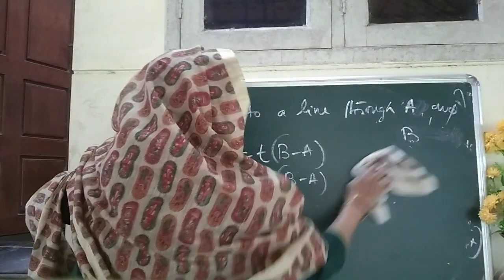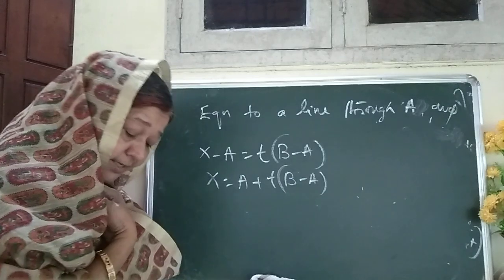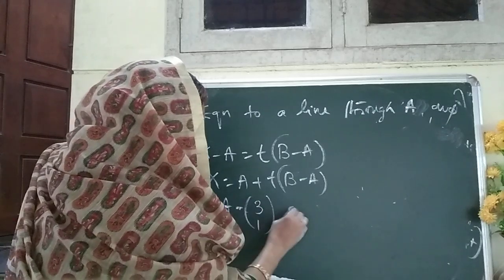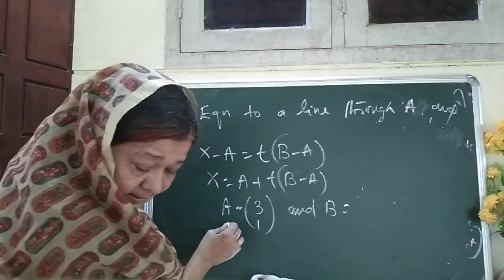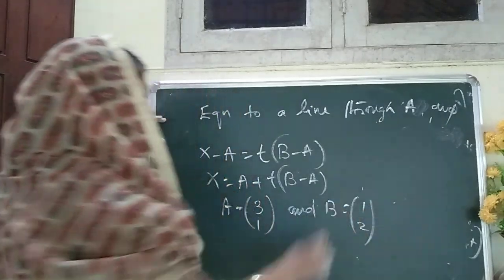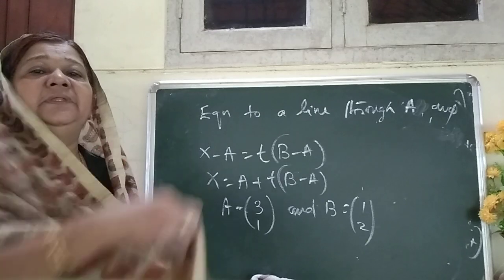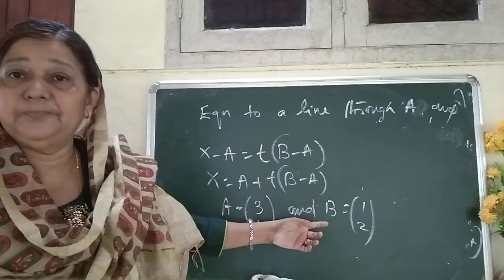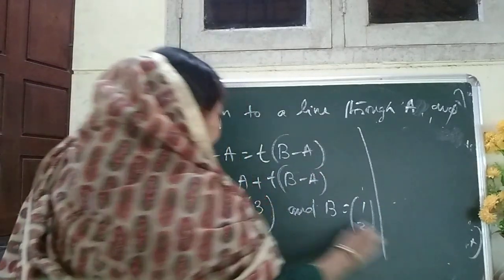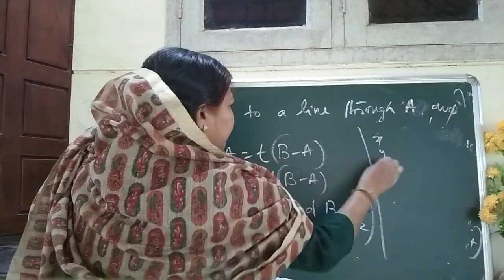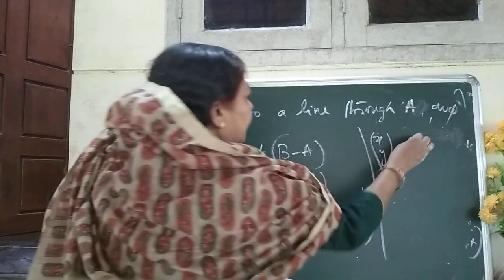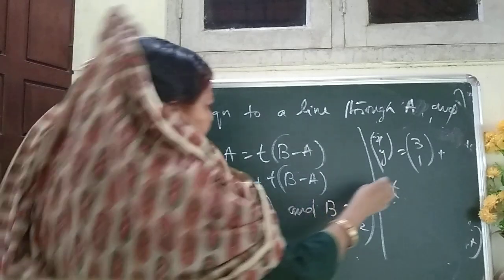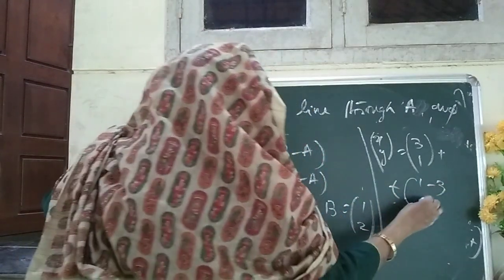Say, for an example, let us find the equation of the line which passes through A equal to (3, 1) and B equal to (1, 2). So we can find easily the equation to a line passing through the points A and B. For that, x means (x, y) equal to A, that is (3, 1), plus t into B minus A, that is (1 minus 3, 2 minus 1).